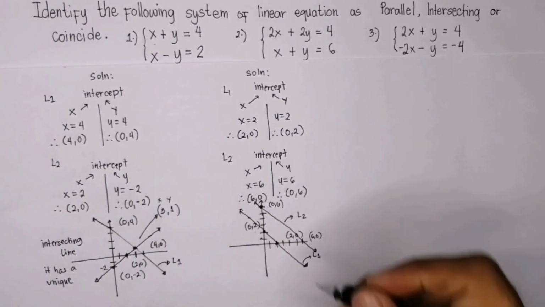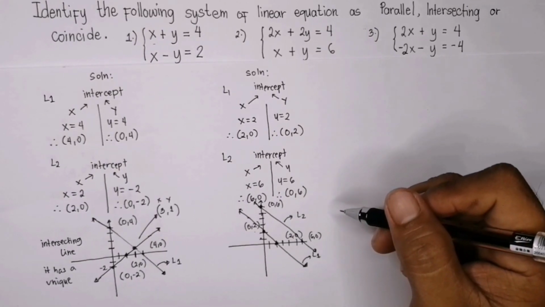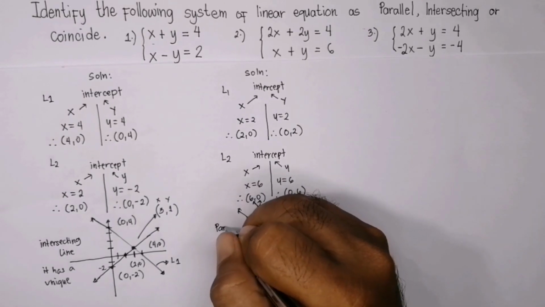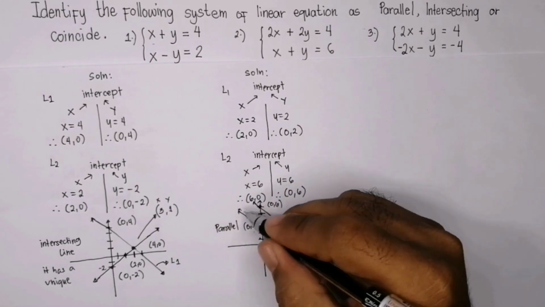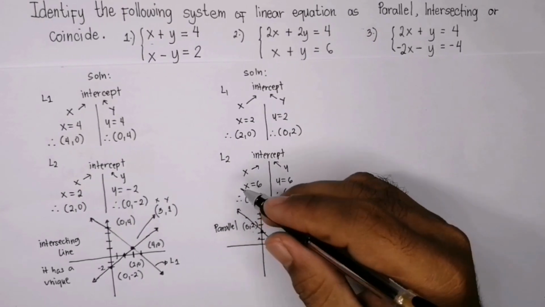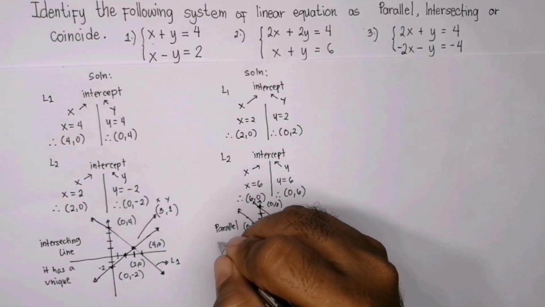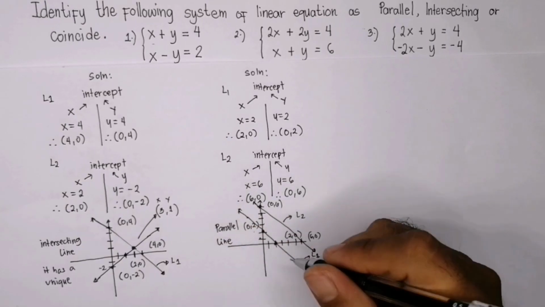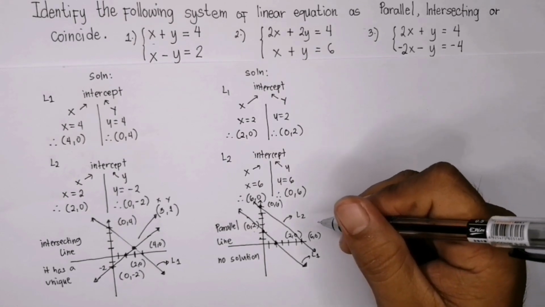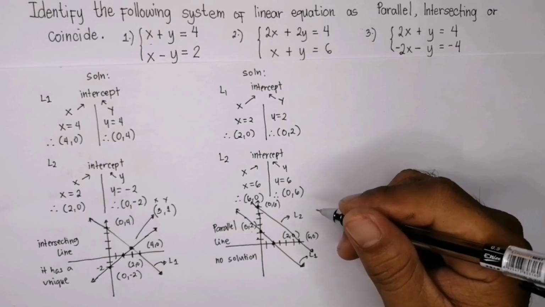Based on our observation on the given graph, what can you tell about this line? Obviously we have formed parallel lines, since there is no chance for the two lines to intersect or meet each other even if we extend both lines. That makes them parallel lines, and therefore there will be no solution. And what type of system of linear equations is this? This is an inconsistent system of linear equations.